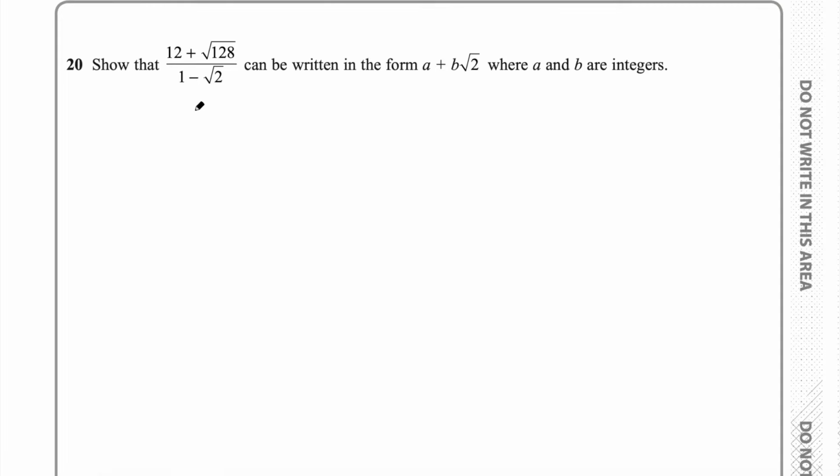Question 20 says, show that 12 plus the root of 128 over 1 minus the root of 2 can be written in the form a plus b root 2, where a and b are integers. So we have a surd in the denominator.